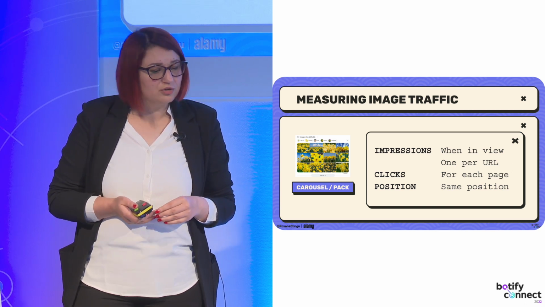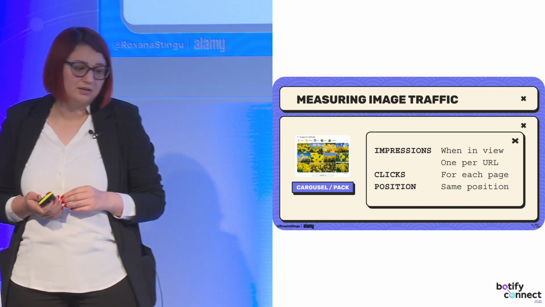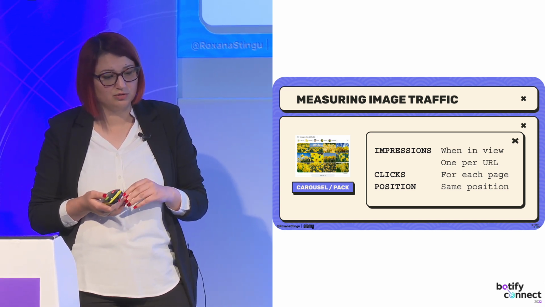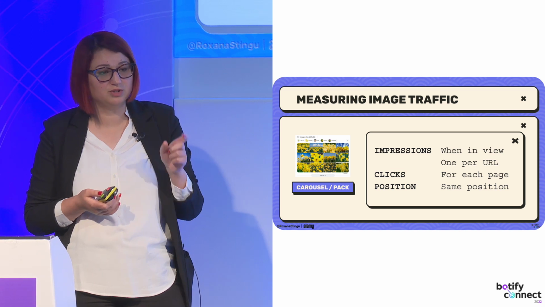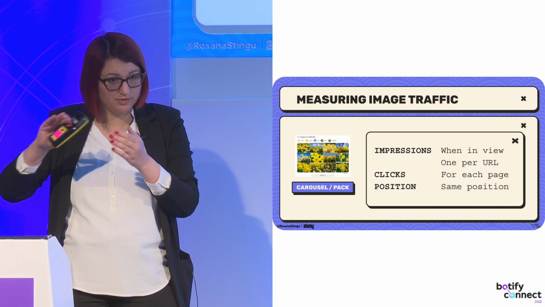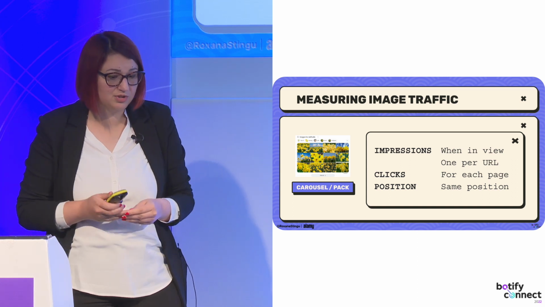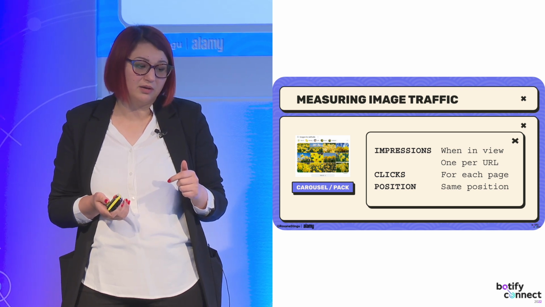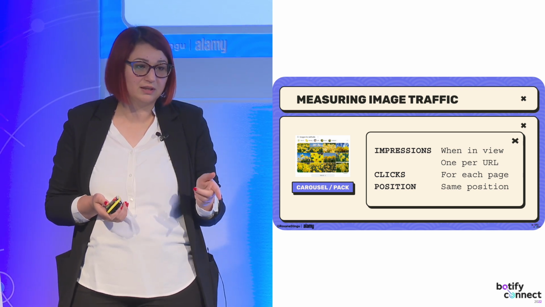So if it is a carousel, a carousel or an image pack, in Google Search Console, you see impressions only if your image is in view. So if your image is part of the carousel, but the user has to scroll through it to see it, you only get the impression after they scroll. When they click, if the carousel takes them to your website, you get the click.